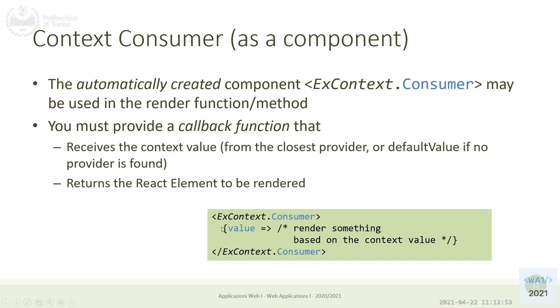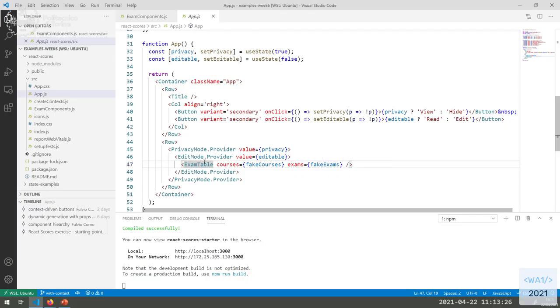The children of this consumer will be a callback function that receives the current value of the context and then renders something accordingly. So we are rendering a consumer. This consumer will call a callback with the current value, and then you can decide what to render based on the value.